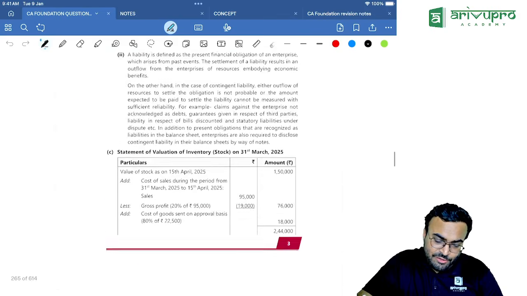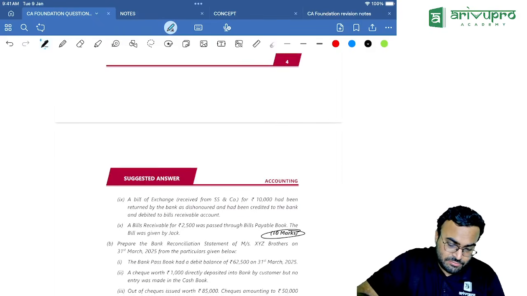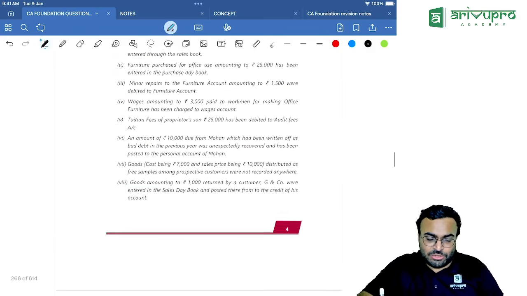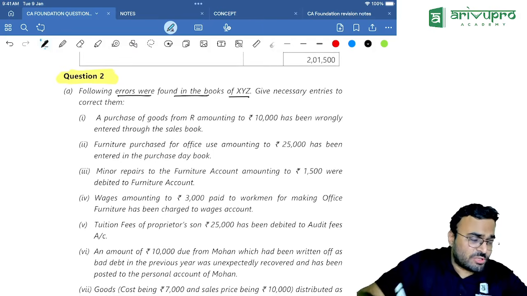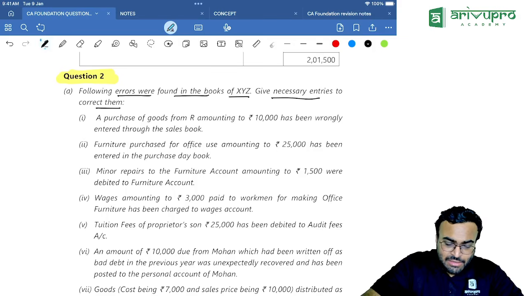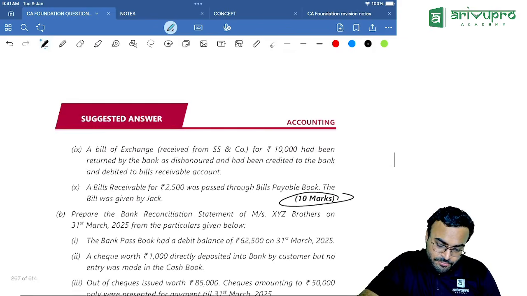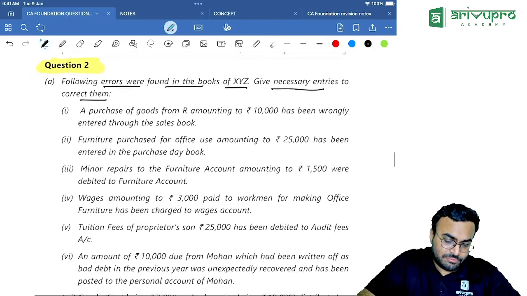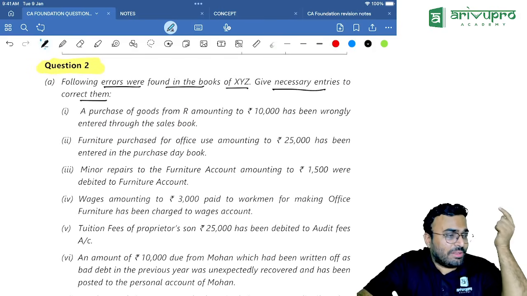See, in May 2025, they have actually asked one question for 10 marks. Now, following errors were found in the books of XYZ. Give necessary journal entries to correct them. Clear? Till now, we don't know whether we can use suspense account or not. Let's go towards the end of the question. There also, we don't have anything. So now, what assumption are you going to take?